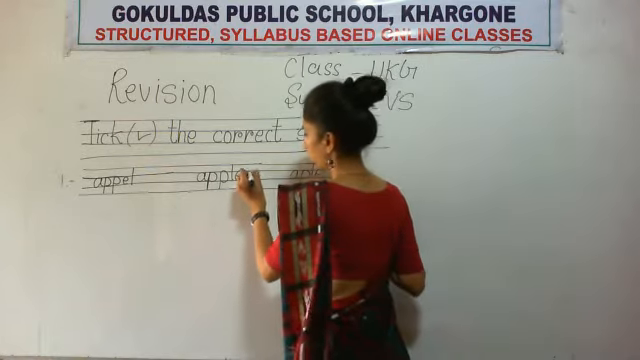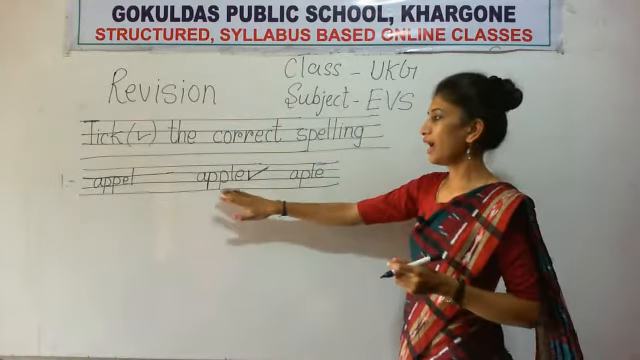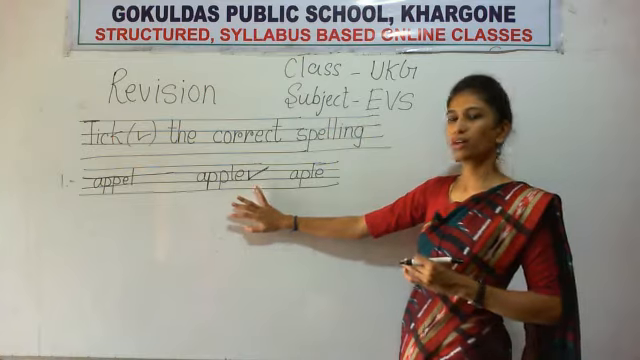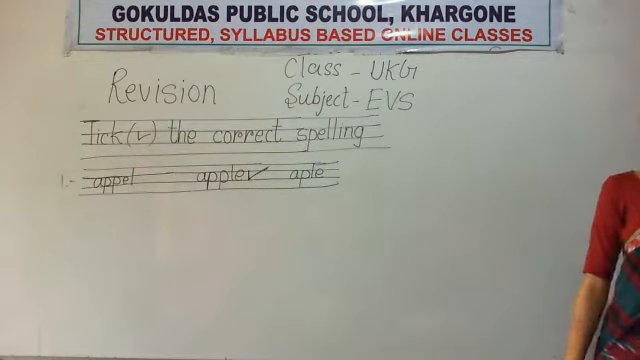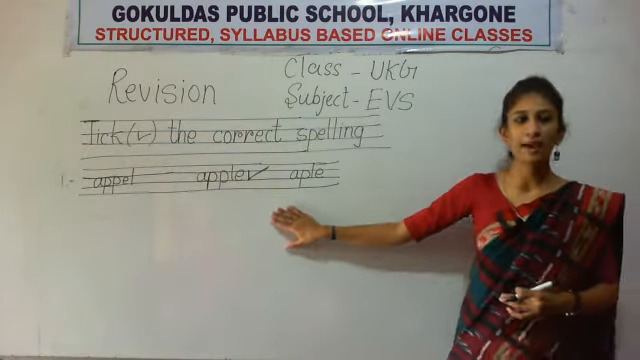This is your correct spelling. So, tick here. A double P L E, apple. This is correct spelling.